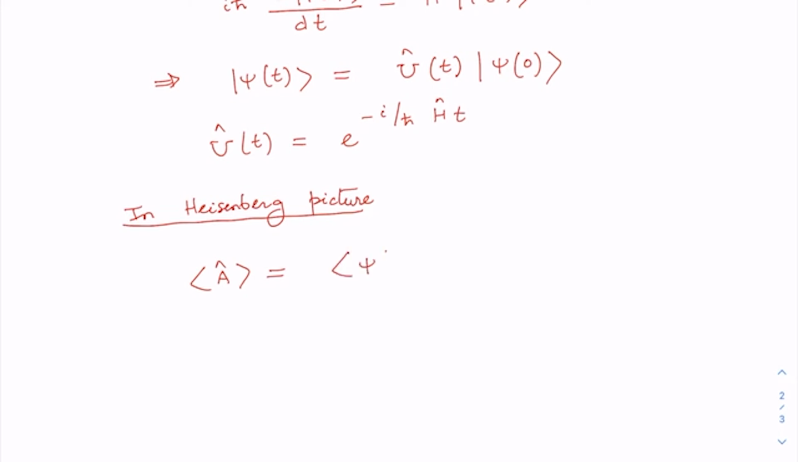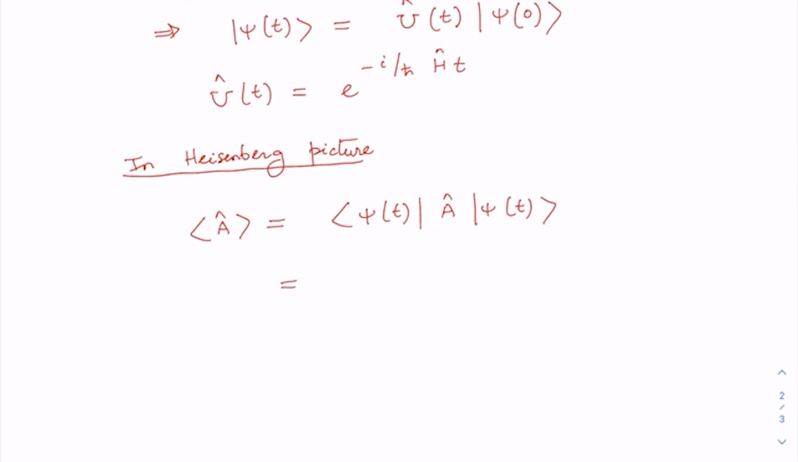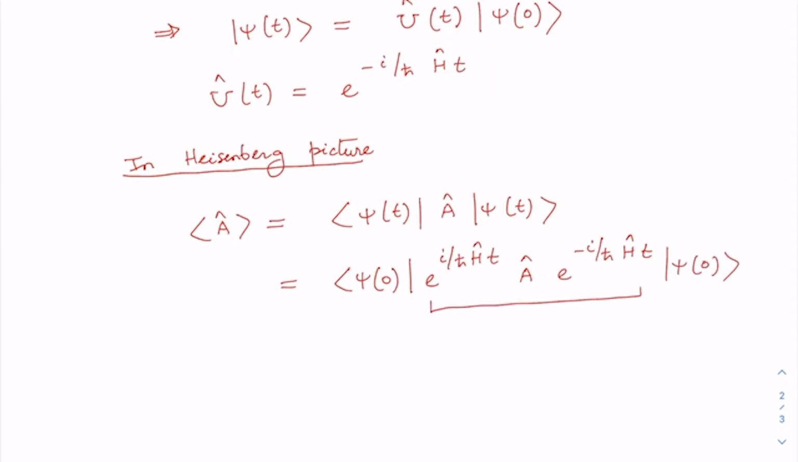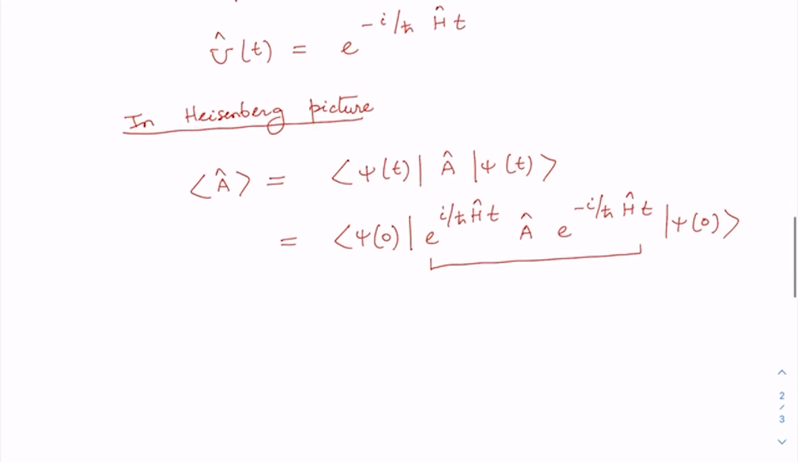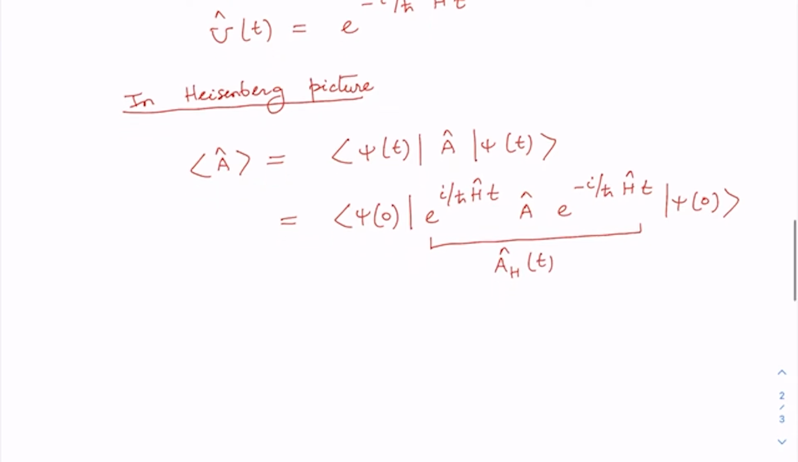We can write it in the Schrodinger picture as ⟨ψ(t)|A|ψ(t)⟩, and then I can just write the evolution operator. I can write it in this form: ⟨ψ(0)| e^{iHt/ħ} A e^{-iHt/ħ} |ψ(0)⟩. And here you see, if I define this as the operator, then the time dependence is taken into the operator, and this is the so-called Heisenberg picture.